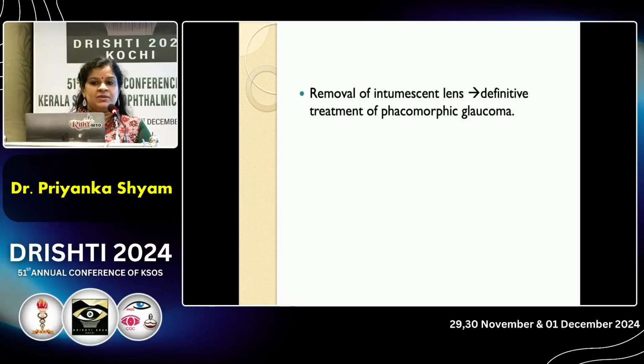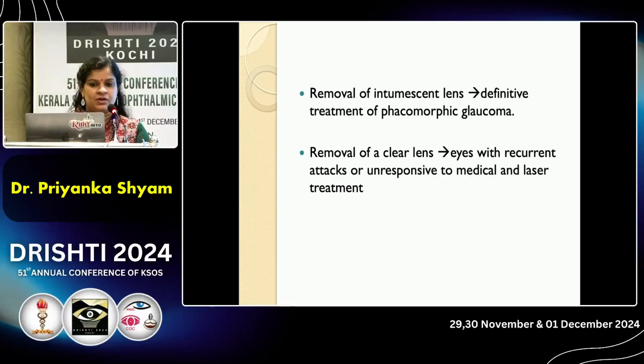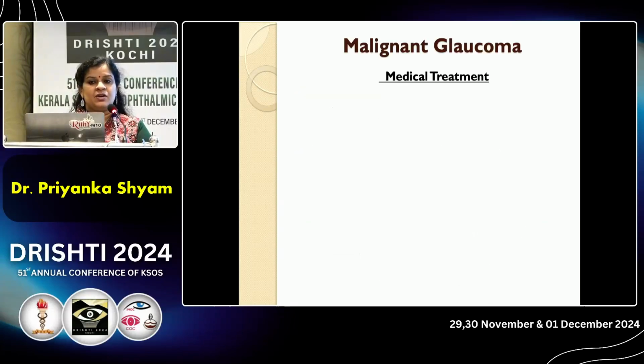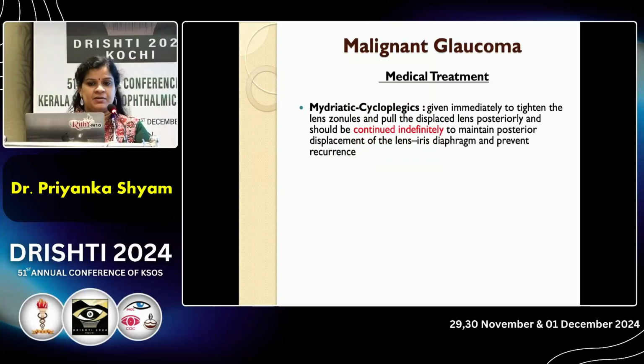So removal of intumescent lens is the definitive treatment of phacomorphic glaucoma. Removal of a clear lens is useful in eyes with recurrent attacks or unresponsive to medical and laser treatment. However, synechial closure, if persisting after lens removal, should be removed by goniosynechialysis.